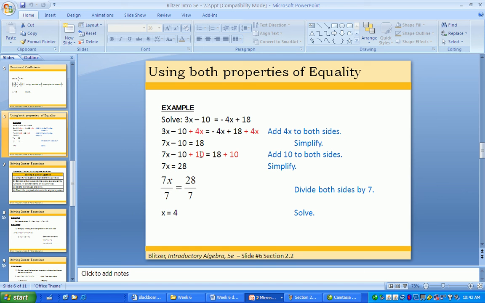And the way we do it is just like we did before. We know we want a 1 in front of the x. So we divide both sides by 7. 7 divided by 7 is 1, so we've done it on the left. 28 divided by 7 is equal to 4. Now we have our solution.